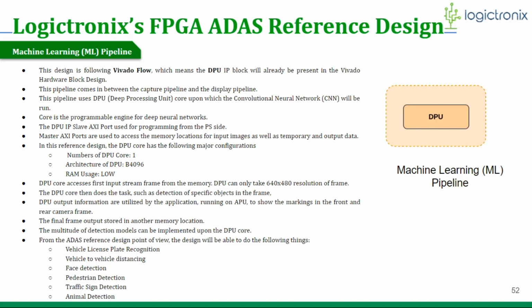And in the reference design, the DPU core has the following major configuration: the number of cores used is 1, the architecture of the DPU is B4096, and the RAM usage is set to low.